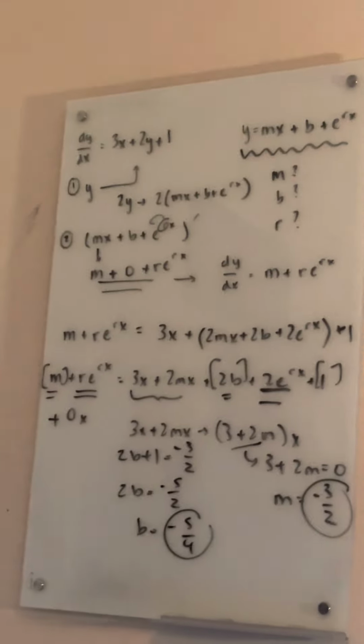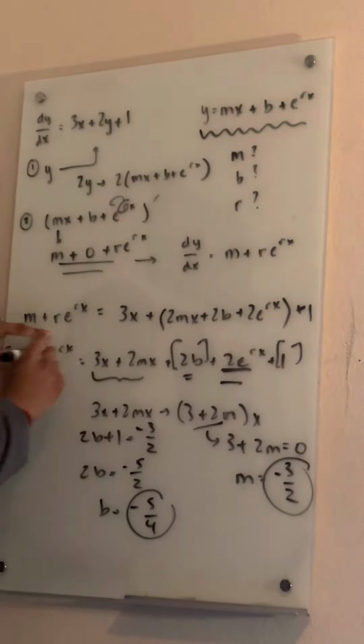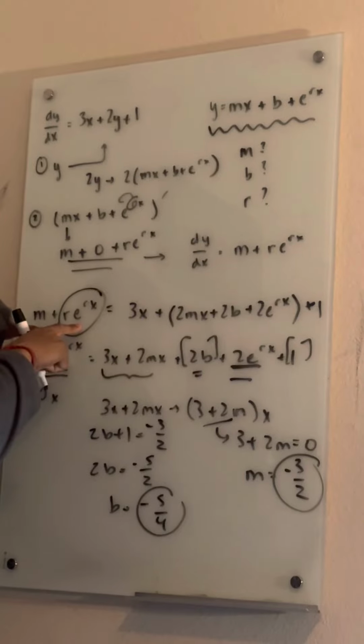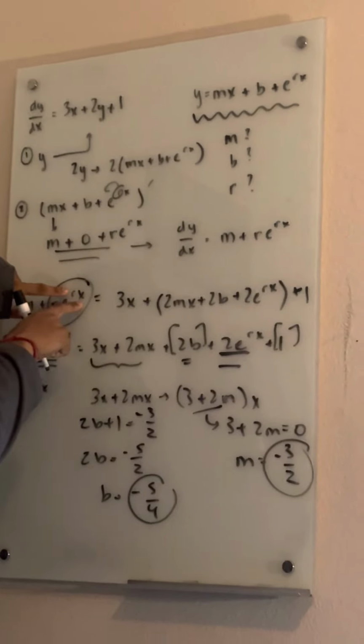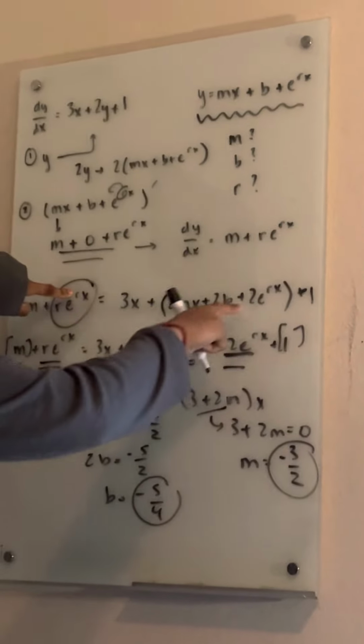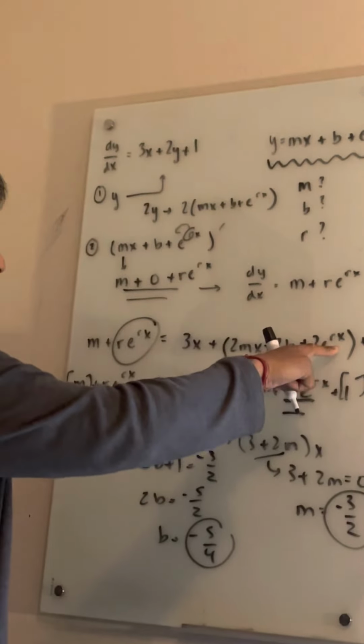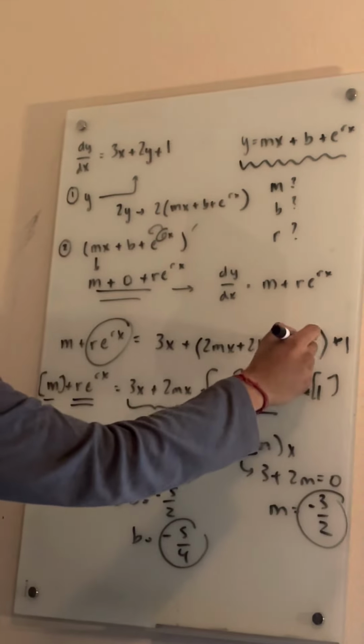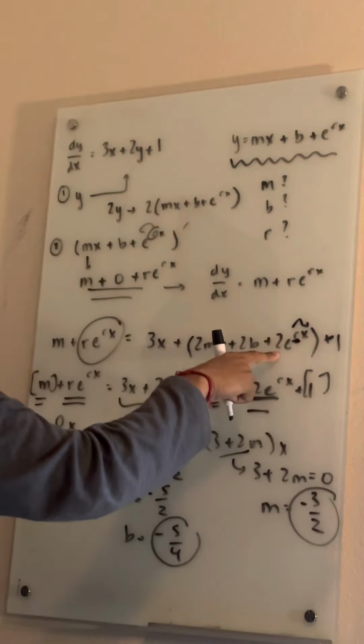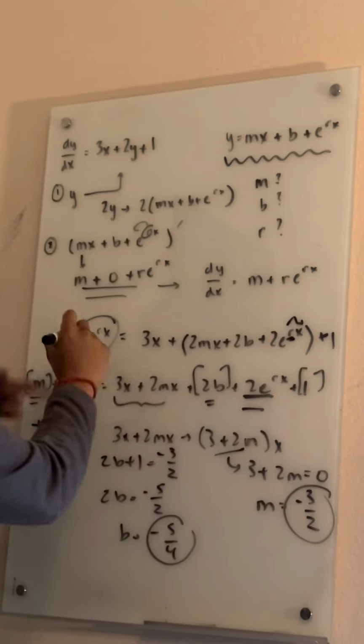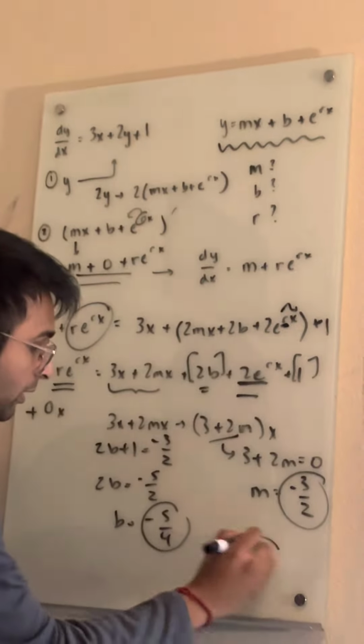And finally, r. On the left side you have r times e to the power of rx. On the right side you have 2 times e to the power of rx. The r in the exponent doesn't matter because it's attached to the variable, but this 2 and this r mean that r is just equal to 2.